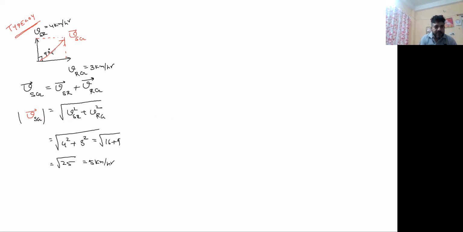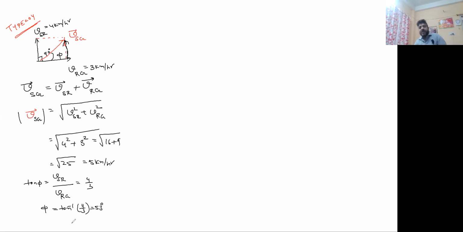And if you want to find the angle of the swimmer with respect to ground, let this angle be phi. Tan phi is the perpendicular component, velocity of the swimmer with respect to river, over the velocity of the river with respect to ground, that is 4 by 3. So phi equals tan inverse 4 by 3, that is 53 degrees. Is it okay, everyone? You understand that part? Yes, sir.